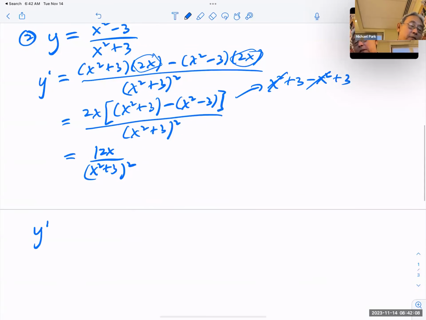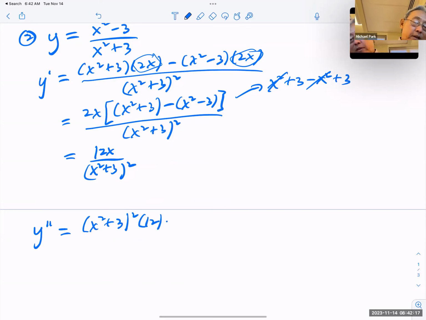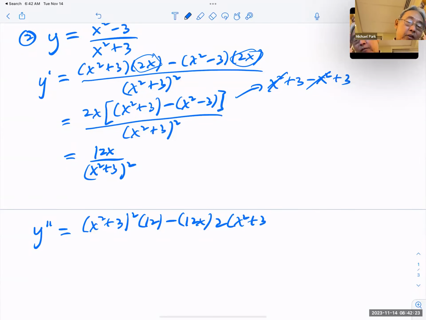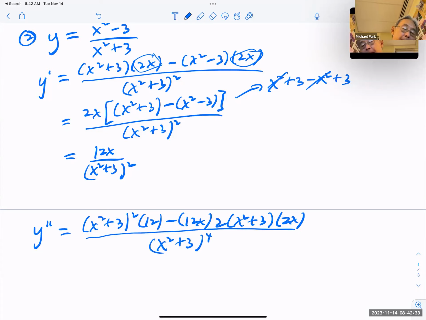Now we need the second derivative. So again, we've got to use the quotient rule. Low d high, which is 12, minus high d low, which is 2 box to the first times the derivative of box, all over denominator squared we go. Now we need to simplify the numerator.